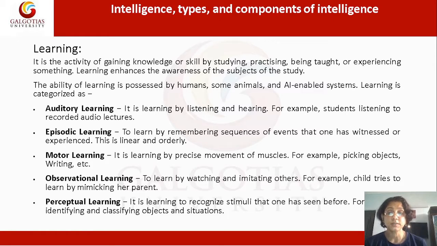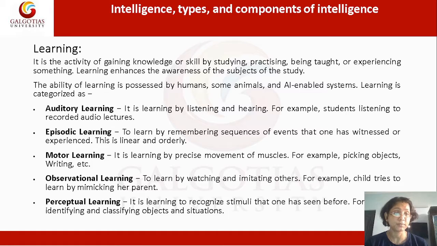As far as learning is concerned, we can consider learning as an activity of gaining knowledge or skill by studying, practicing, being taught, or experiencing something. Learning enhances the awareness of the subject. One is auditory learning, which is learning by hearing and listening. Episodic learning is remembering a sequence of events that one has witnessed or experienced, which is linear and orderly. Motor learning is learning by practice.